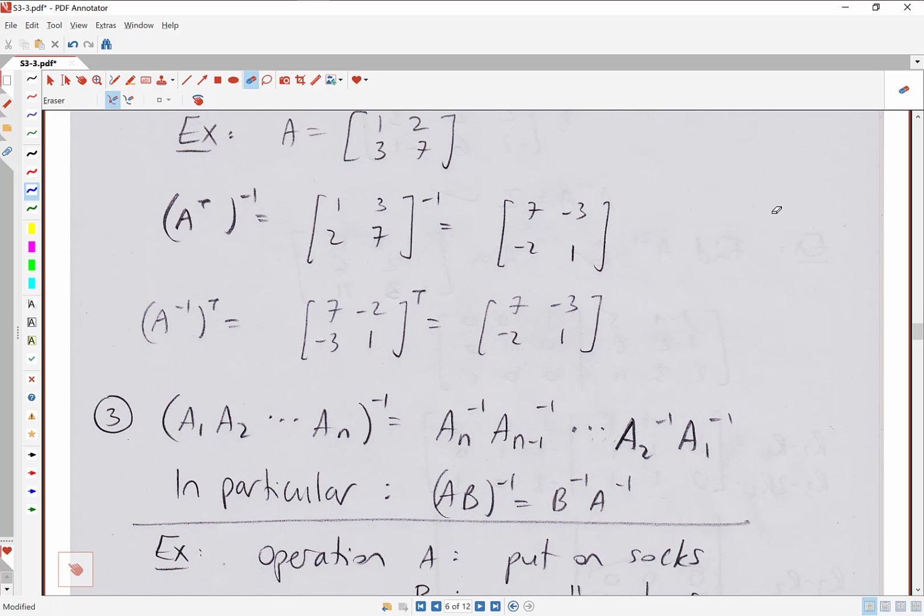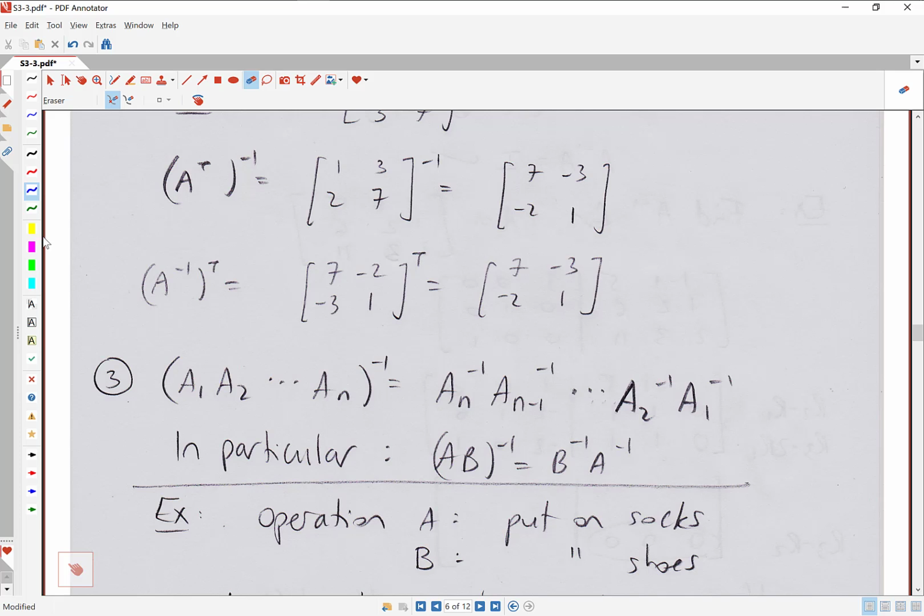Third property is probably the most important one. If we have a bunch of matrices multiplied together, and then we want to take the inverse of that product, we can pass the inverse onto the individual matrices, but the order reverses. So it's now A_N inverse, next matrix inverse, all the way down to A_2 inverse times A_1 inverse.